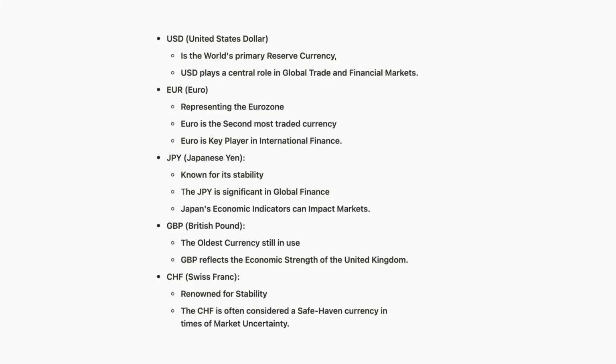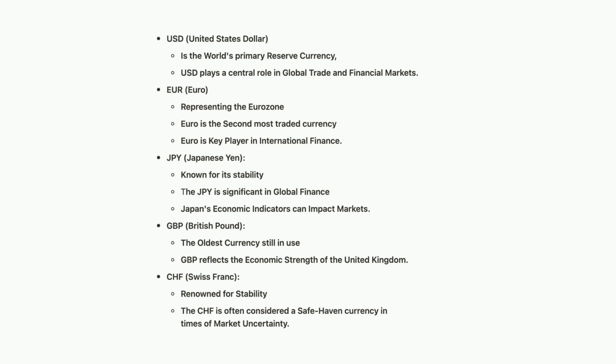The US dollar. It is the world's primary reserve currency. USD plays a central role in global trade and financial markets. The euro, EUR, representing the eurozone. Euro is the second most traded currency, and the euro plays a key role in international finance.